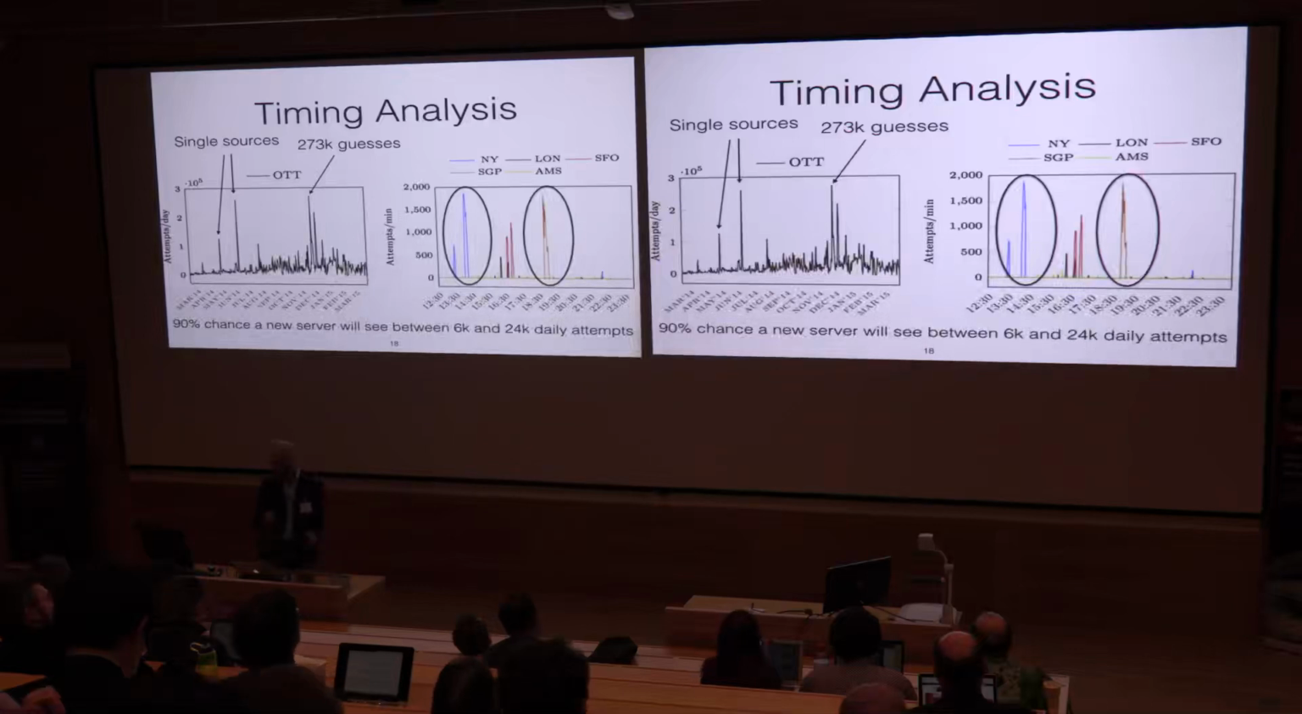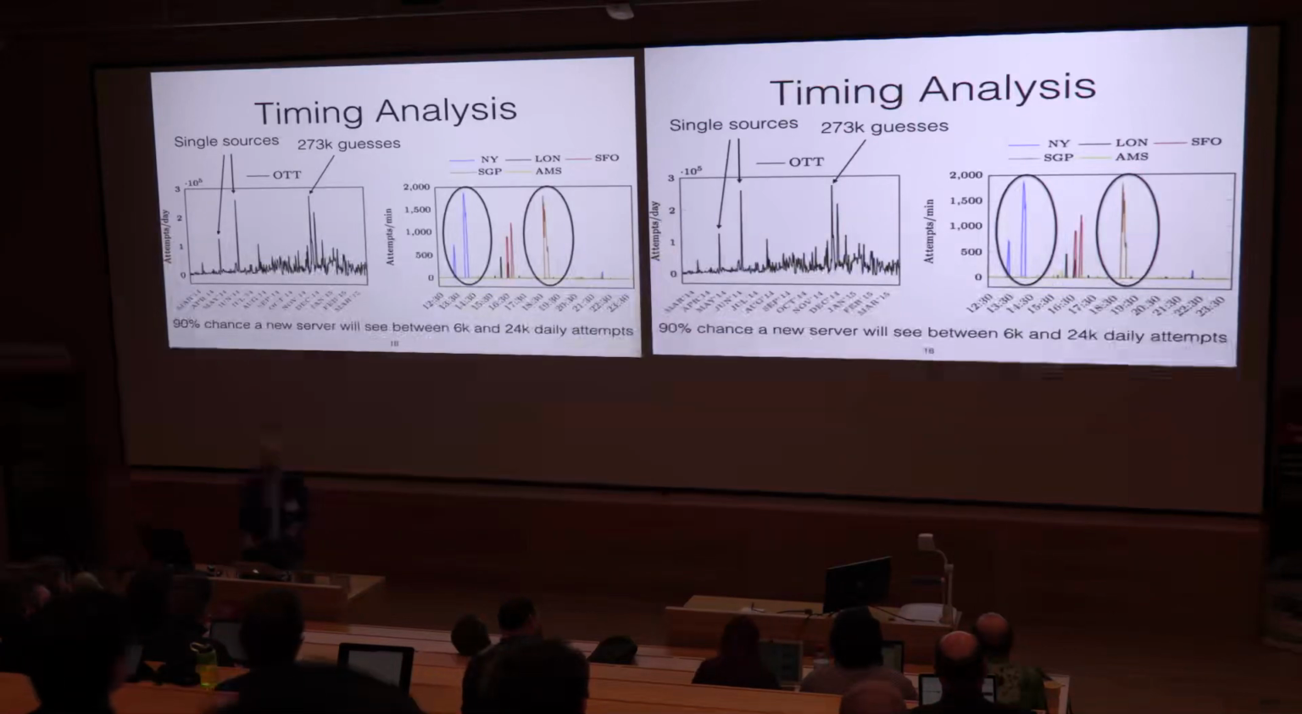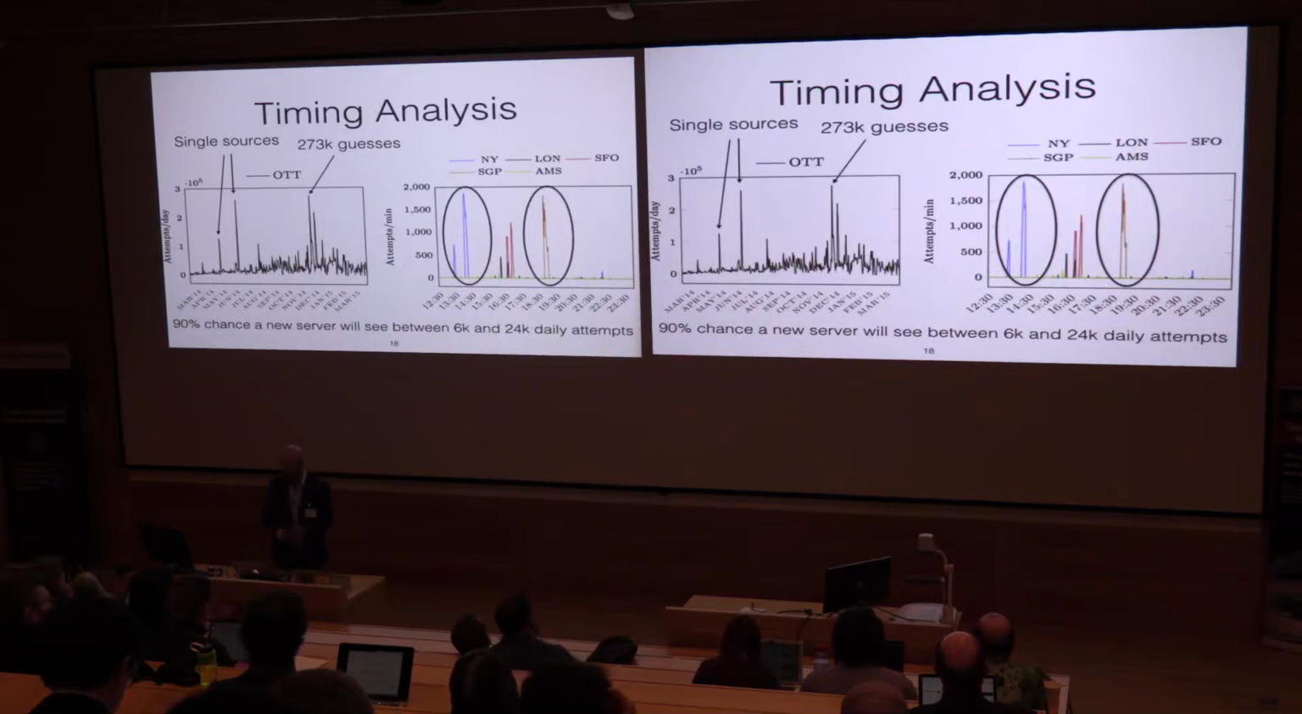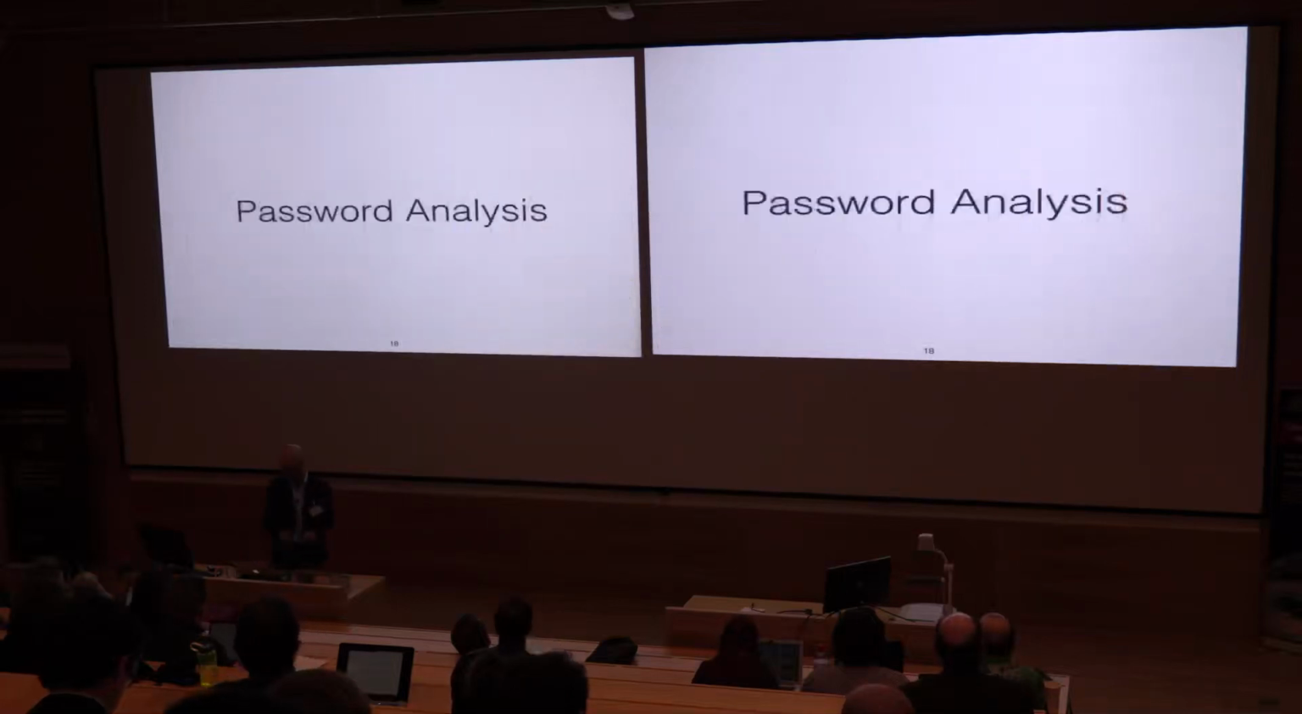Right, and so just by doing some statistical confidence in our data, we find that if you set up a new OpenSSH server, with 90% probability you're going to be seeing between 6,000 and 24,000 password guessing attempts per day. This is what you should expect to see if you set up your own server somewhere. There's a lot more details in the paper about this timing stuff, and I encourage you to take a look. All right, so for the second half, let's focus on passwords.